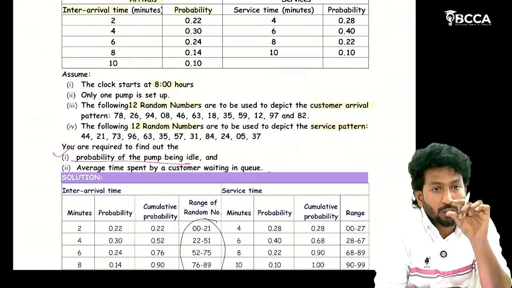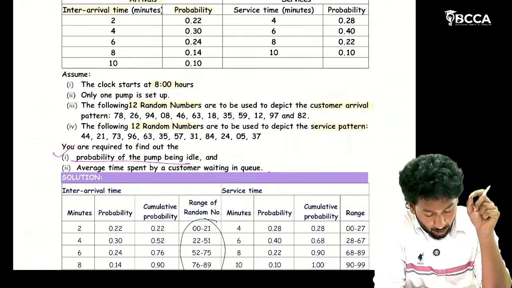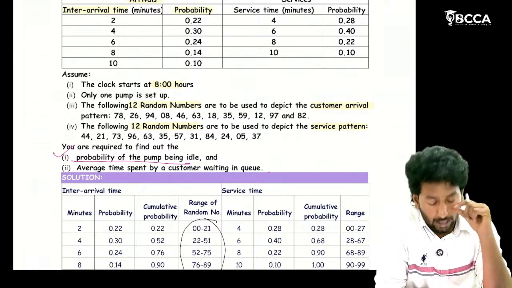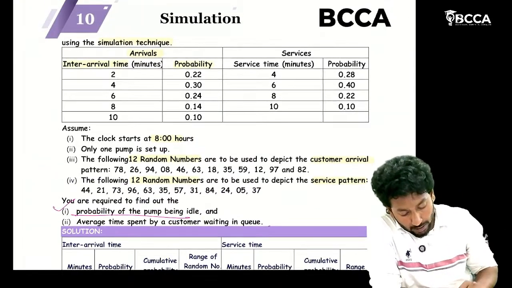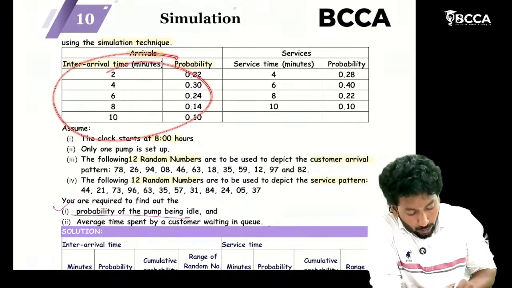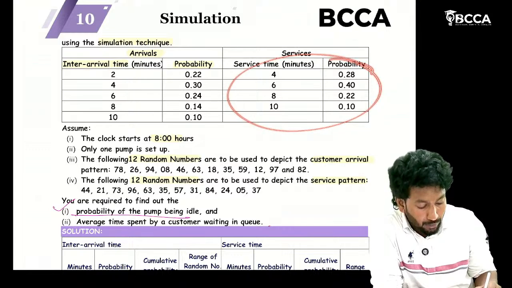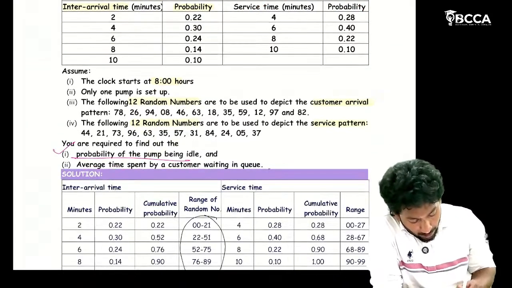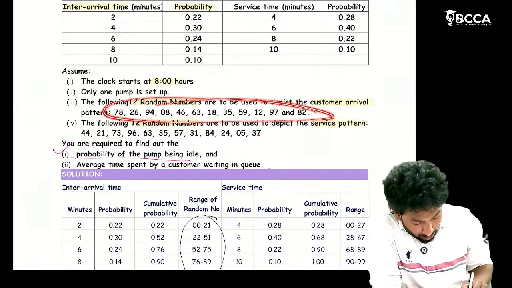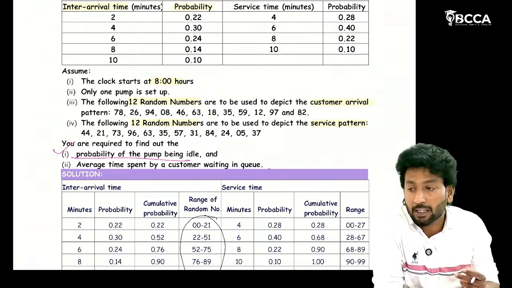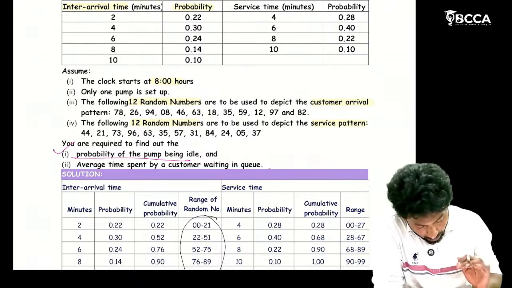So our first step is a common step. Step 1: creating the random number range, for two series, inter arrival time and probability. By using this information we have to write one range, and by using the other information another range. Then by using the random number elements, we have to estimate the inter arrival time and expected service time.